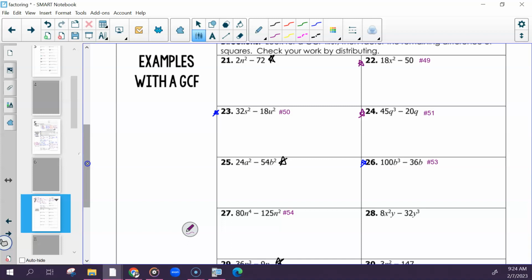Could you divide anything out of both of those? 2. So if we do that, what's left? So n squared minus 36. Now looking at the inside, we can't take anything else out GCF-wise, but are those perfect squares? Yes. So then we can do what we've been doing and find our 2 factors, which would be what?